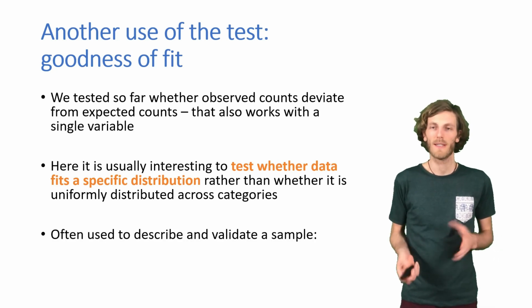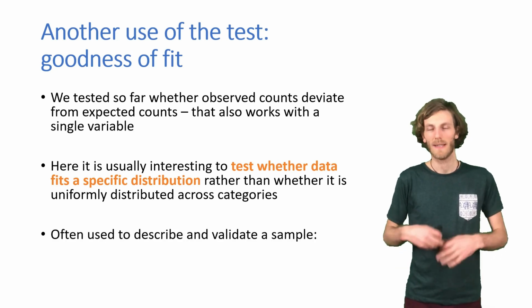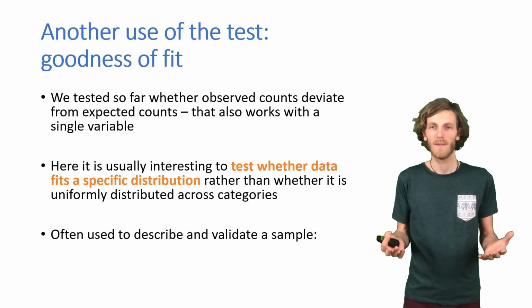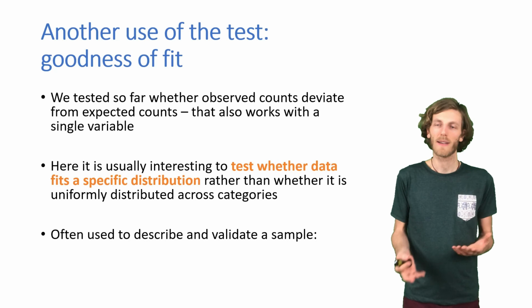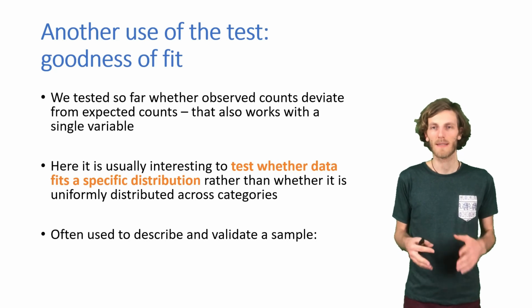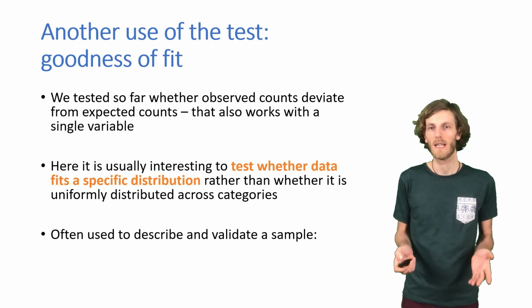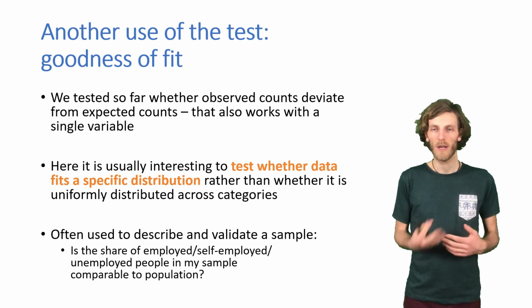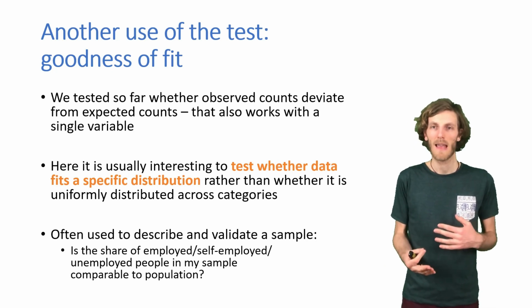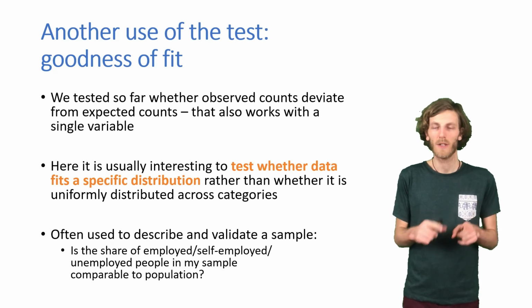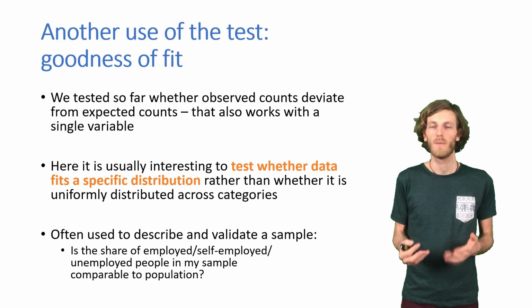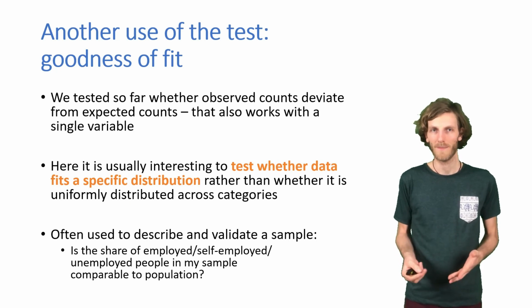You can quite often use it to validate a sample. So if I sample people randomly, then various categories in my sample should be distributed in line with the distribution in the population. So I might say, well, I have people with these different employment statuses in my sample. Does the distribution of people across those categories deviate significantly from the known distribution in the population?